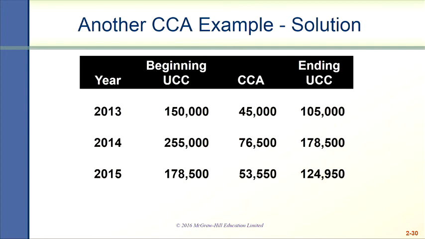At the end of the day, for 2014 we have the capital cost allowance of some 6,000 and the ending UCC of 178,500. Again, we carried that forward to 2015, and we also depreciated at 30%, and we got 53,550, and then the ending UCC was 124,950.